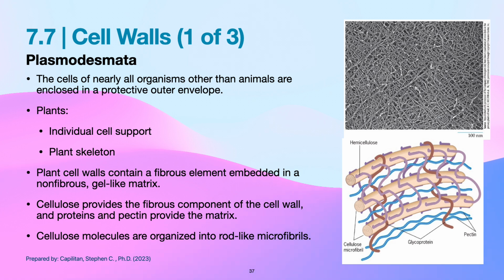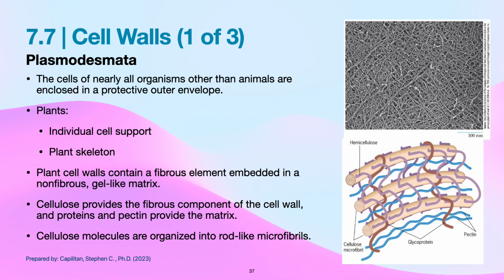Cells of nearly all organisms other than animals are enclosed in an unproductive outer envelope. In plants, this provides individual cell support and forms the plant skeleton. Plant cell walls contain a fibrous element embedded in a non-fibrous gel-like matrix. Cellulose provides the fibrous component of the cell wall, and the protein and pectin provide the matrix. Cellulose molecules are organized into rod-like microfibrils. This is your plant cell wall.